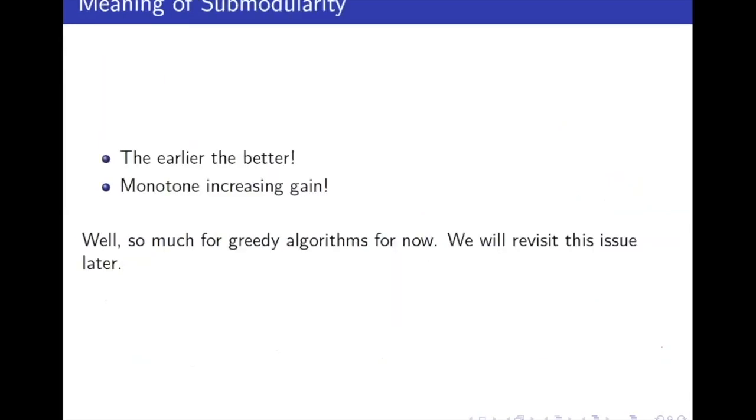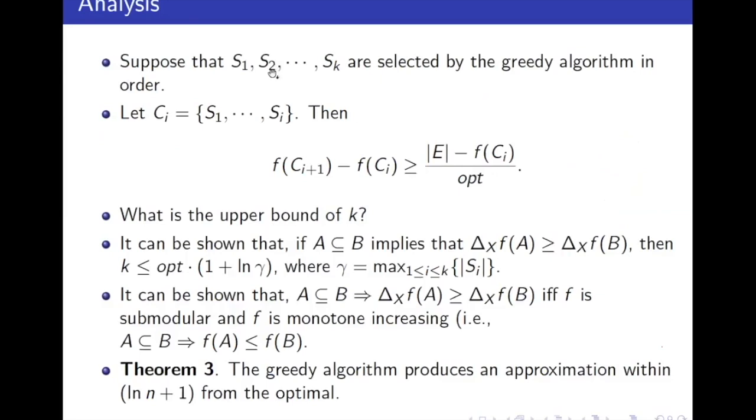Now let's take the analysis. Suppose that S1, S2 up to Sk are selected by the greedy algorithm in this order. So we first pick set S1 and then pick S2 and so on. Then we let Ci be the union from S1 up to Si. Then F of C sub i plus 1 minus F of C sub i is greater than or equal to what has not been covered over the optimal solution.